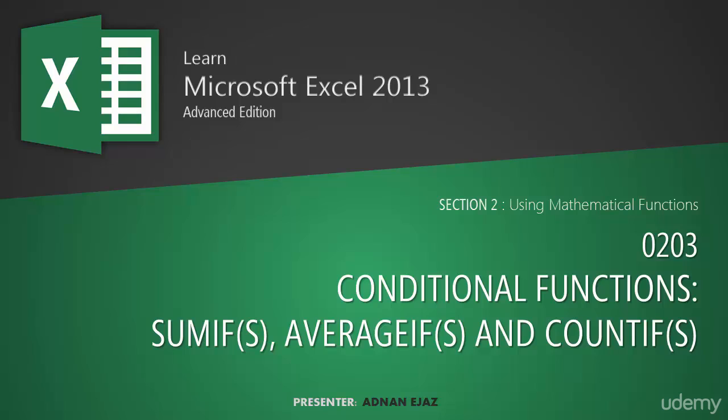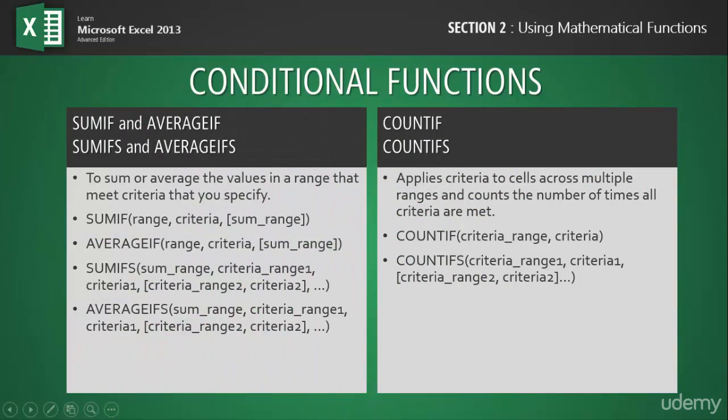In this tutorial we'll learn how to use conditional sum, average and count functions. In previous tutorials we've learned how to use basic mathematical functions such as sum, average and count functions. Now what if we wanted to calculate the sum, average or count of only those cells in a given cell range that meet certain criteria that we specify? For this purpose, Excel gives us the conditional functions.